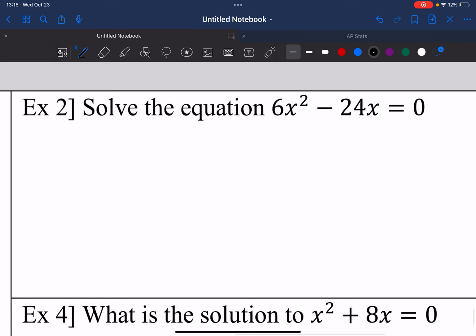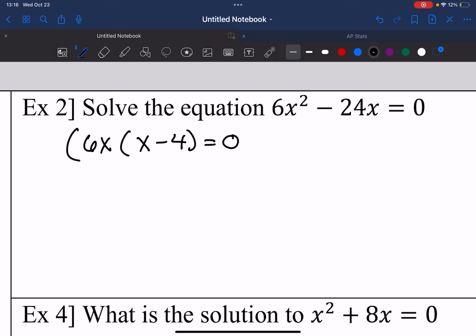Example 2, notice how this, even though it's in standard form, I'm missing a value, and that value is the c value. So when I'm given only the a and b value, I can skip all those steps and just go straight to taking the GCF. So the GCF that I can take from here is going to be a 6x. So 6x, which means I'm left with x minus 4 equals 0.